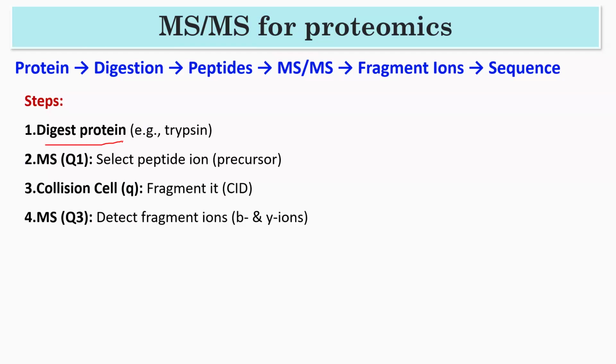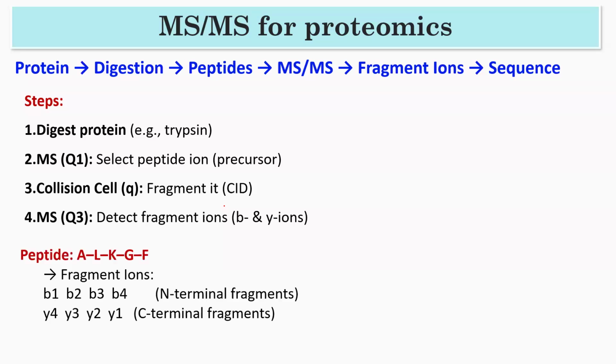So digest the protein first, then send it to quadrupole one and select the peptide ion. Then we send that selected peptide ion to the collision cell, where it will be fragmented. It then goes to another mass analyzer, quadrupole 3, which detects the fragment ions. That is the advantage for knowing what amino acid sequence is present.